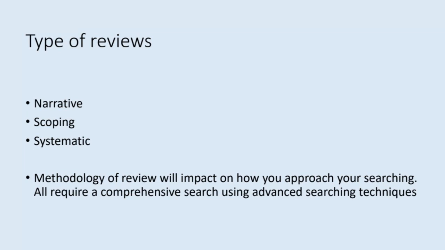Okay, now all three of these types of reviews will affect how you go about your searching. The systematic review is the one with the most stringent methodology, and you have to publish how you went about your search. But all of them require you to use advanced search techniques and to take a comprehensive approach to the literature. So what we're going to talk through today is the search techniques that are in common for all these different types of reviews.